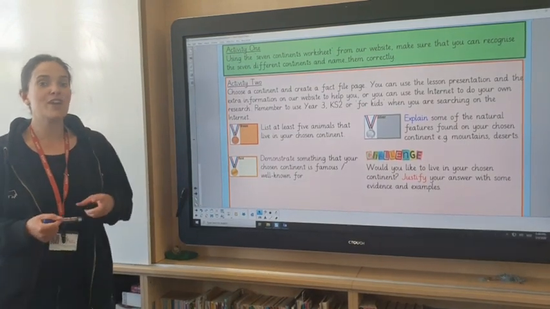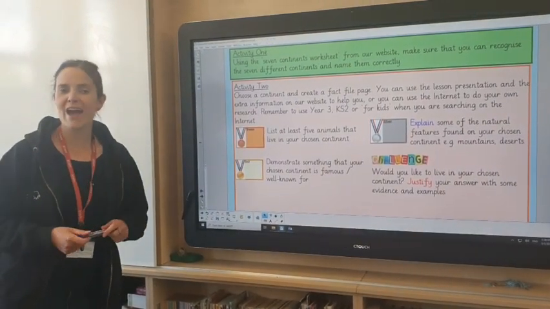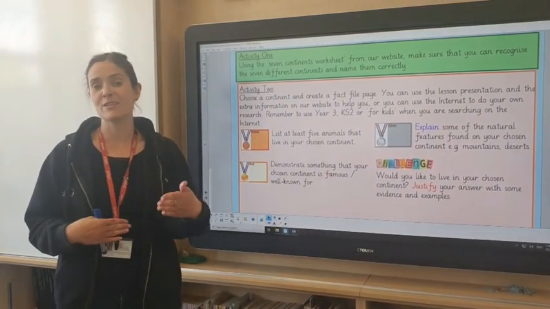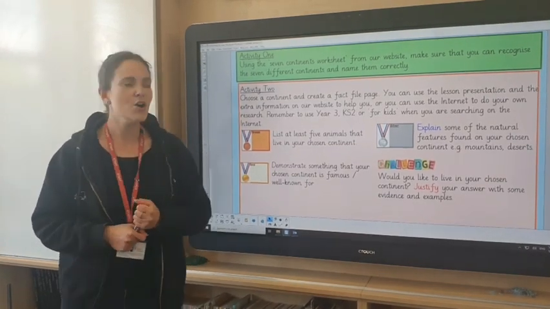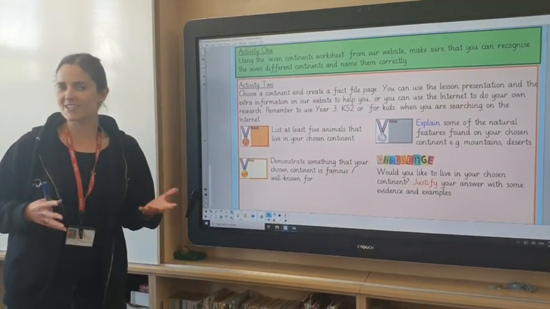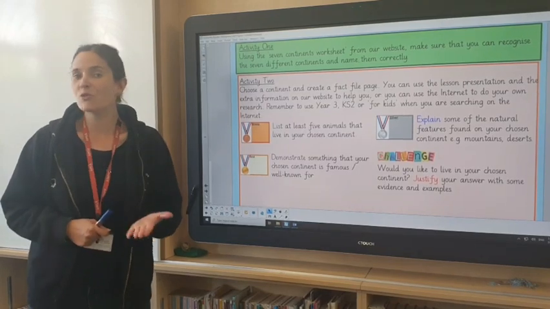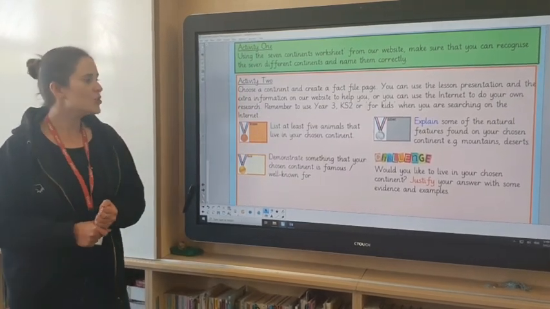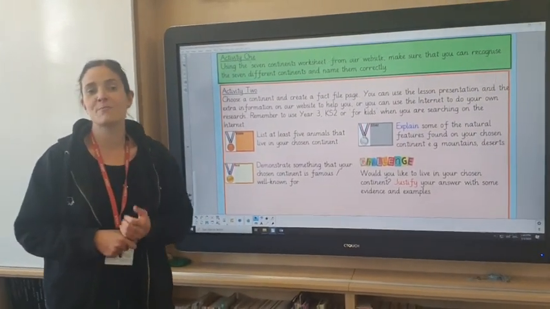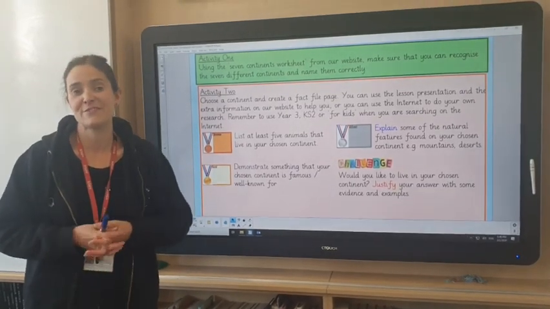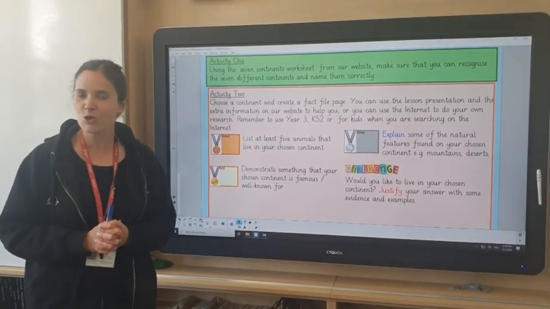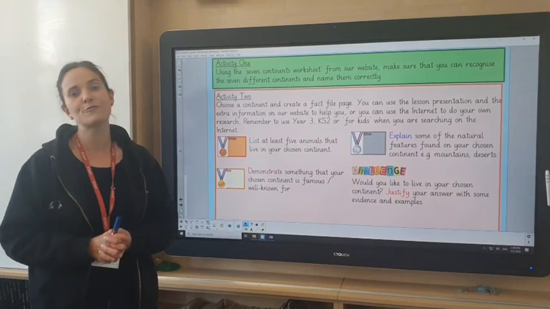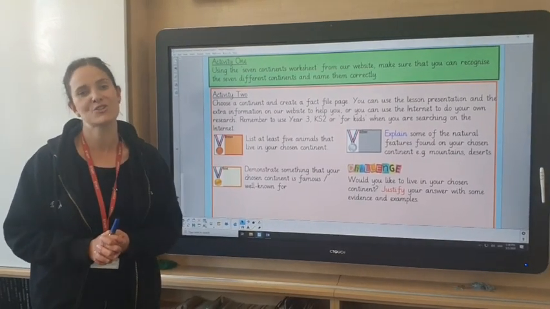Now, you can be quite creative with your fact file. You can complete it in your exercise book where you have lined paper. You can choose to take a more artistic approach and you could do a poster or a leaflet. You could even choose to create something on the computer that is a fact file. We don't mind what you create, we are just looking forward to seeing them when you come back into school.